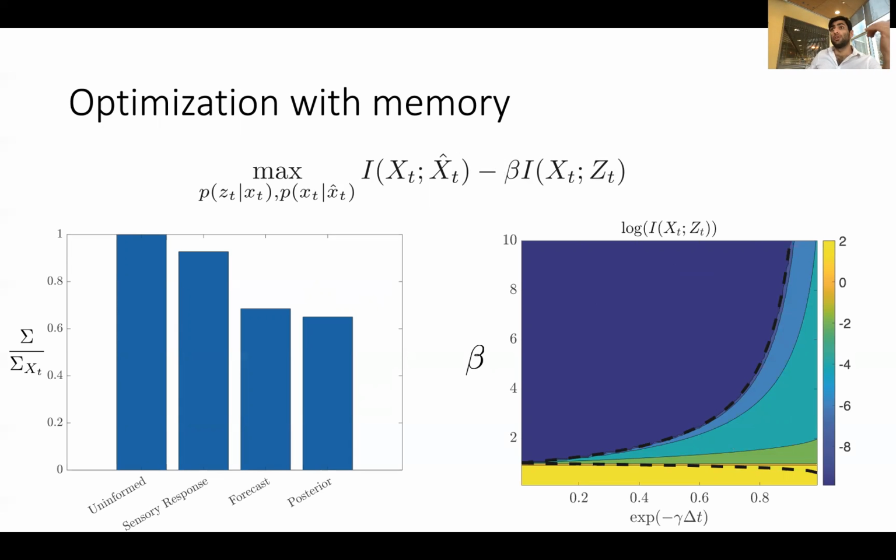In this dark blue phase, creating a sensory response or a sensory map is so expensive that you'd rather just not do it at all. You'd rather stick to just guessing based on means and standard deviations. Not super interesting, at least to me.